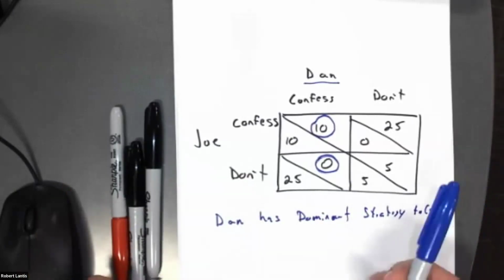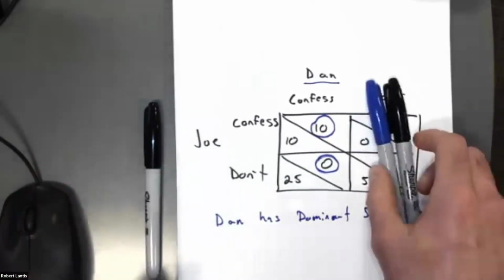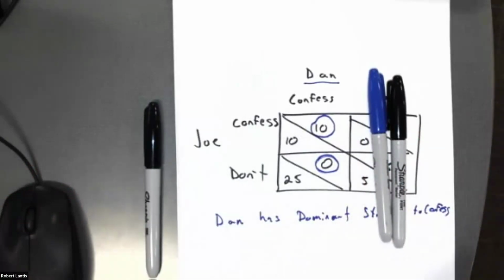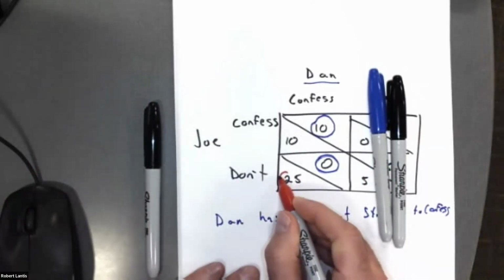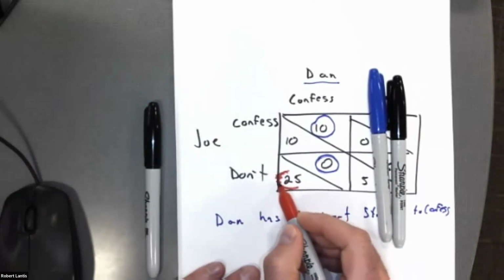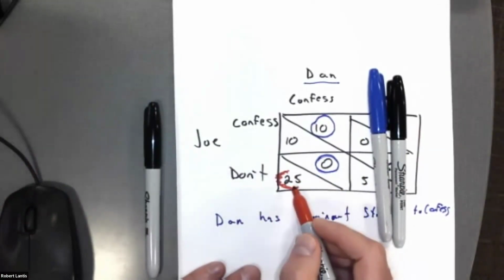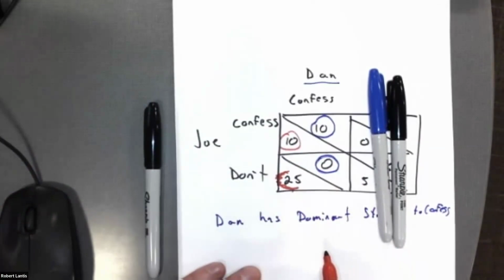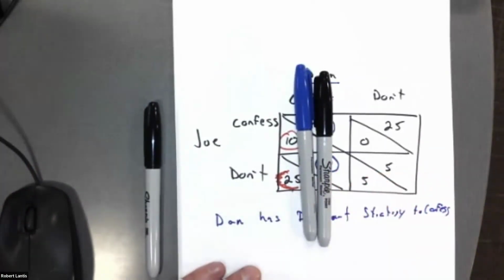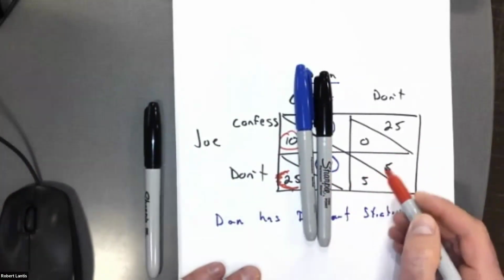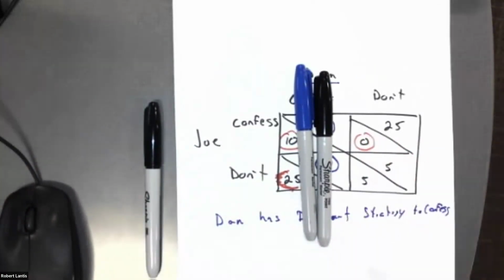We're now going to figure out what are Joe's best responses. So if Joe knows that Dan is confessing, what should Joe do? What's better, 25 years in prison or 10? 10. And then if Dan doesn't confess, what should Joe do? 0 years in prison is better than 5.